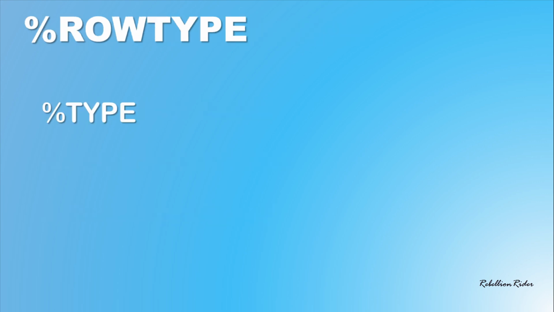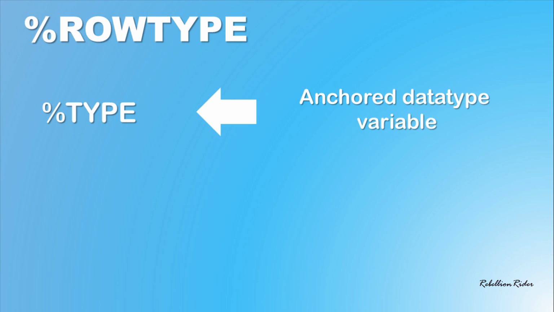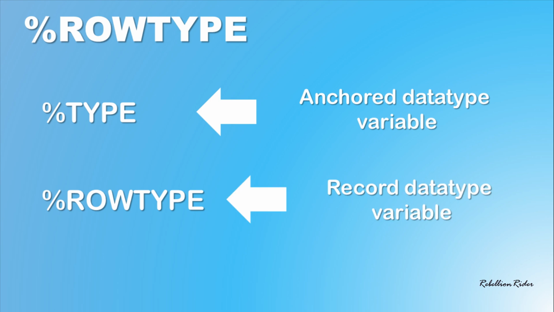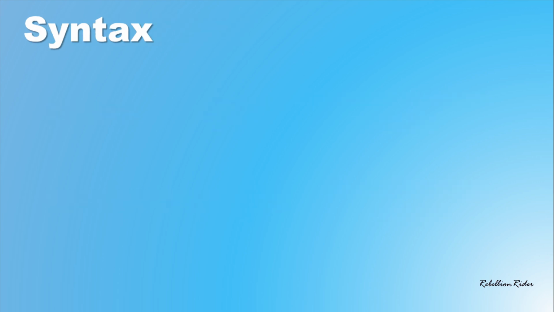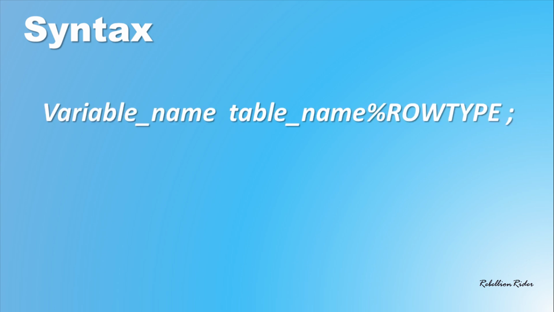Similar to percentage type, which is for declaring an anchor data type variable, Oracle PL SQL provides us an attribute percentage row type for declaring a variable with record data type. Let's take a look at the syntax to understand how to use percentage row type attribute for declaring a record type variable. Let's first check out the syntax of table-based record data type.